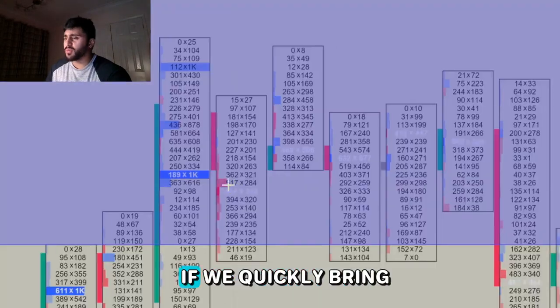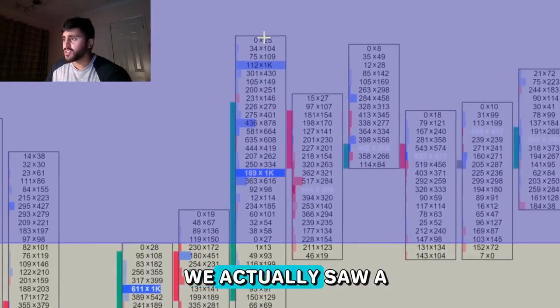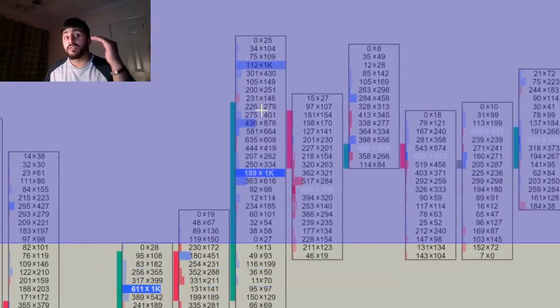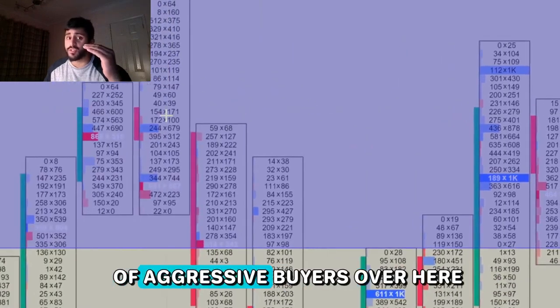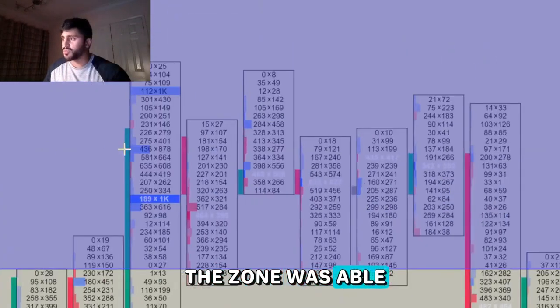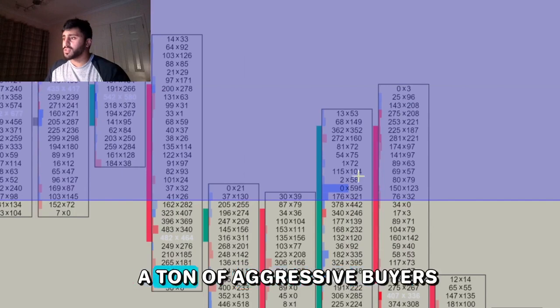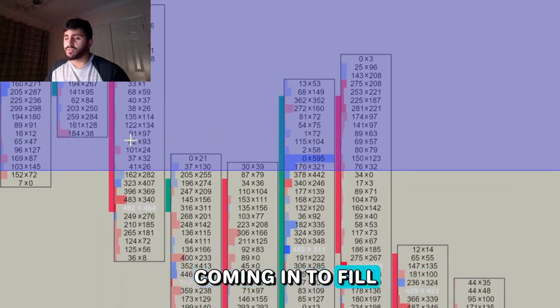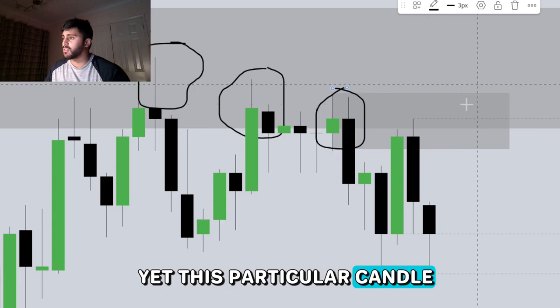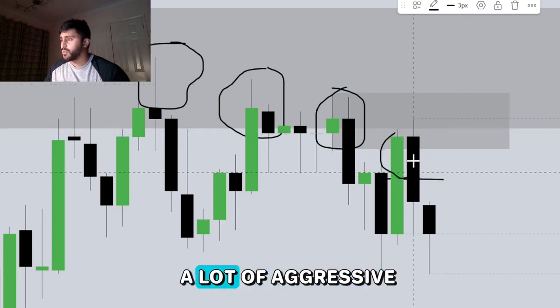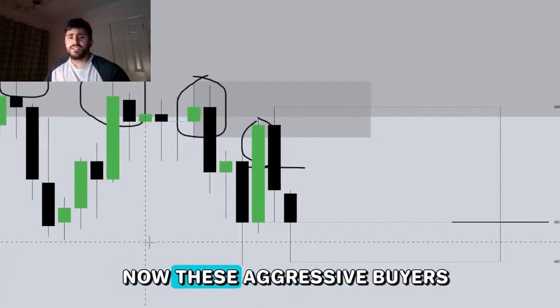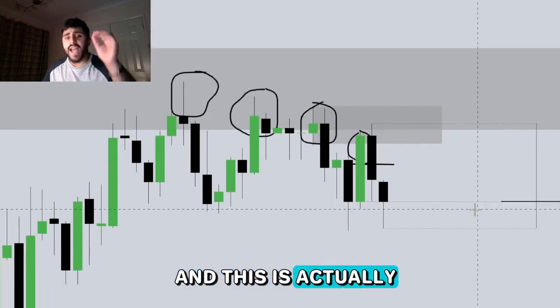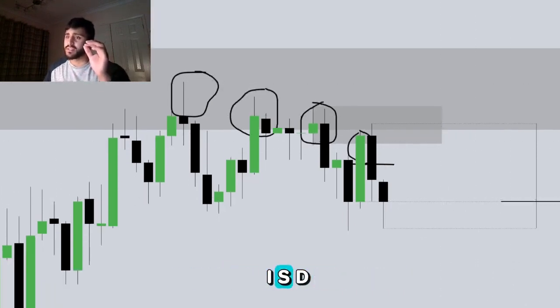The reason for that is, if we quickly bring this up, we actually saw a lot of aggressive buyers here. The zone was able to hold. We saw a lot of aggressive buyers over here. The zone was able to hold. And also we saw a ton of aggressive buyers coming in to fill this fair value gap, this particular candle over here. So here we saw a lot of aggressive buyers as well. Now these aggressive buyers have failed, and this is actually what confirms our CISD.